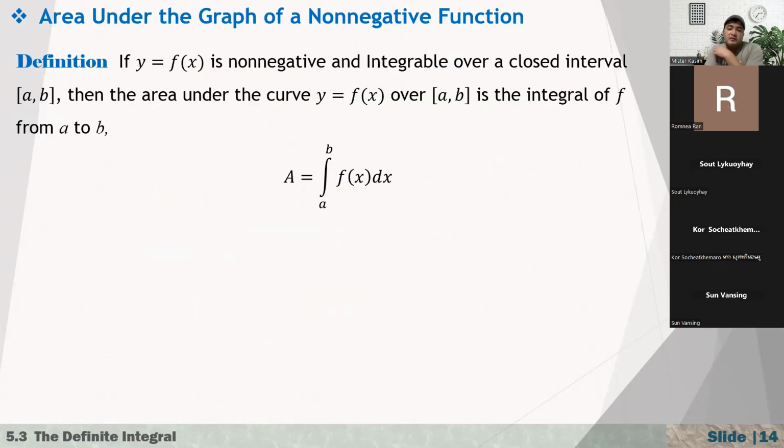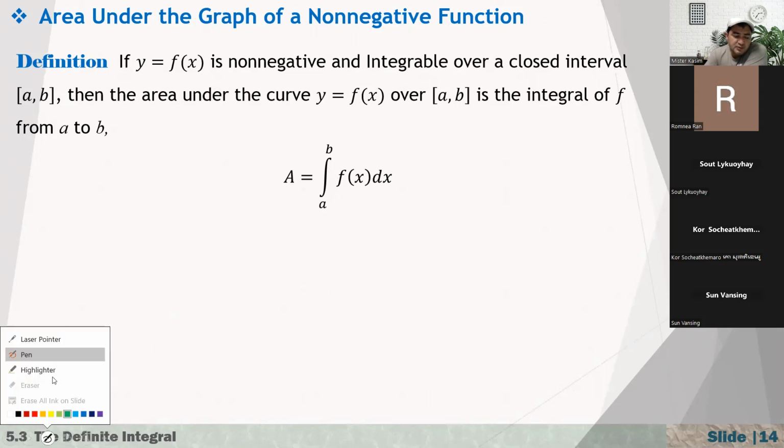Area under the graph of a non-negative function. So how are we evaluating this definite integral, and what do we understand from it? If you're given any function, first we draw the curve, or the graph. After that, we form some kind of rectangles in an ordered manner, and then we sum up the areas of these rectangles. So if y equals f of x is non-negative and integrable over a closed interval [a, b], then the area under the curve y equals f of x over [a, b] is the integral of f from a to b. Okay, so it is the area under the curve.